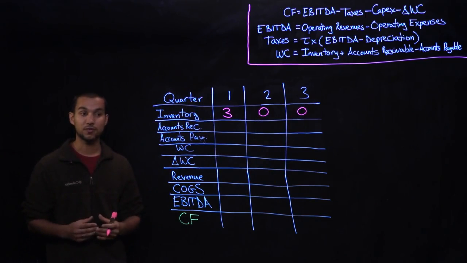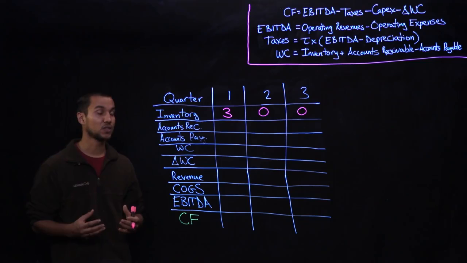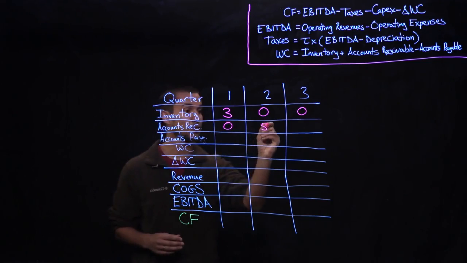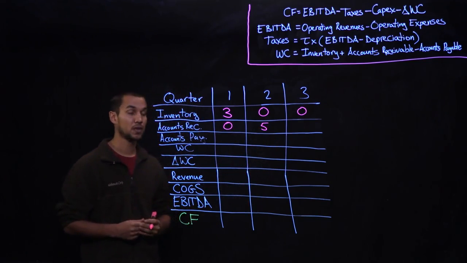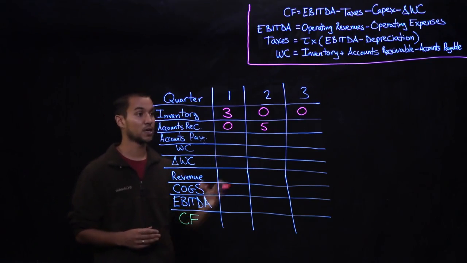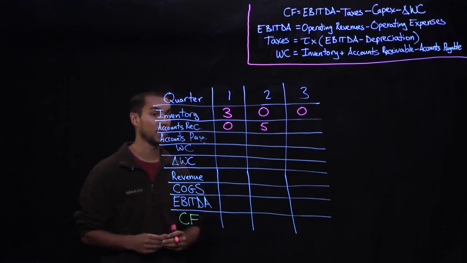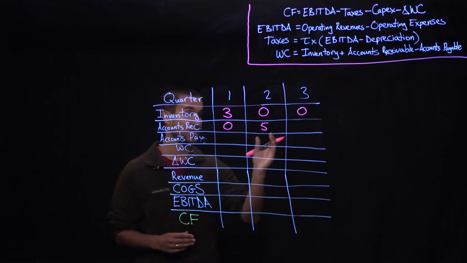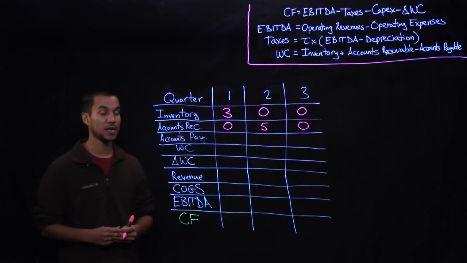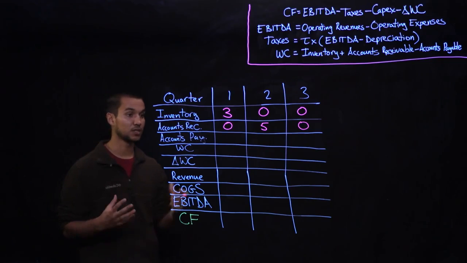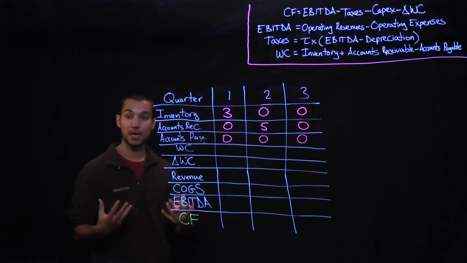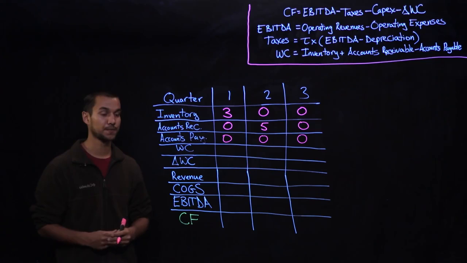On the other hand, accounts receivable, the amount of money that's owed to us, goes up to $5 million in quarter 2 because our customers don't actually get around to paying their bills, even though the sale was made in quarter 2, until quarter 3. And so when our customers do finally pay their bills in quarter 3, this accounts receivable would go down from 5 to 0. Accounts payable in this example doesn't change, and so we can assume that it's 0 for all 3 quarters. Accounts payable is the money that we owe to others.